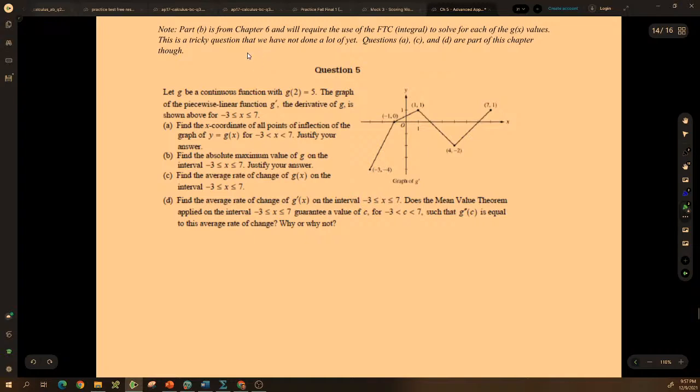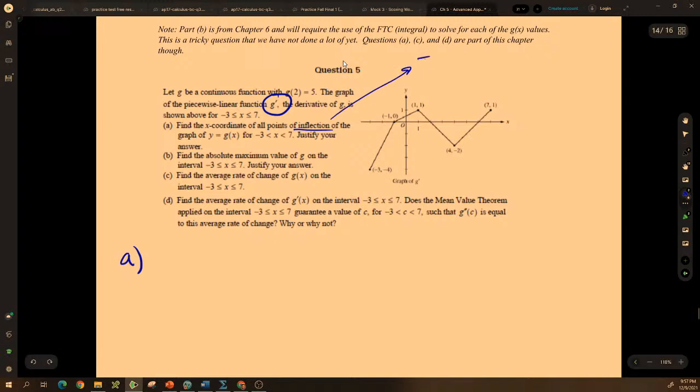And this one says that part B is from chapter 6, but it's okay, we can still kind of do it. So we have this graph. It's the graph of g prime, and that's the derivative. So A, find all points of inflection. Okay, and again, this is the graph of g prime. So where do I get inflection points?